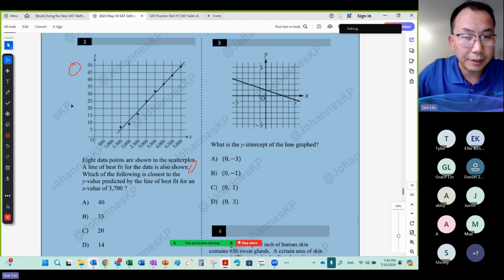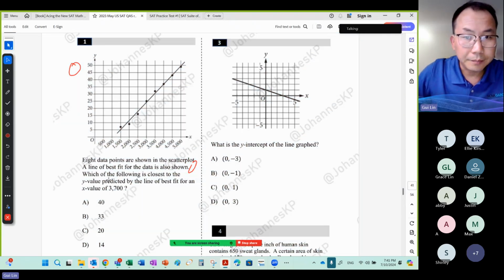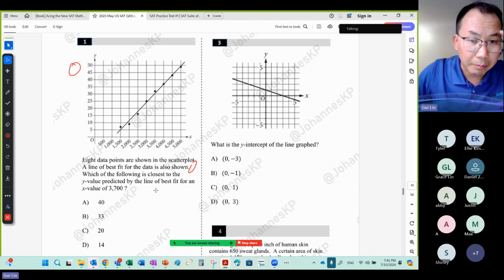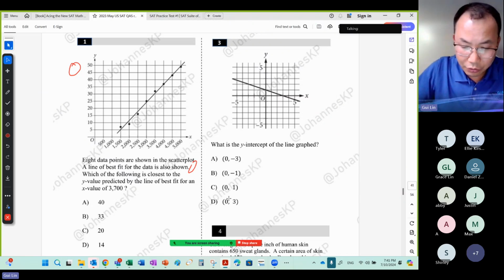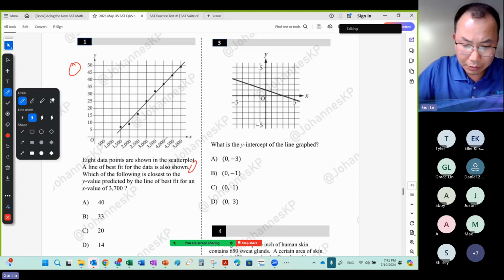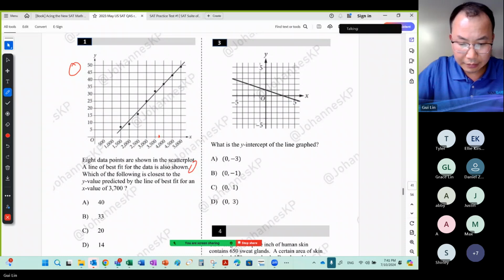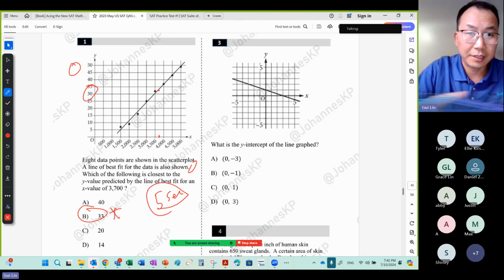Let me make it a little smaller so we can see the options. All right, a line of best fit is also shown. Which of the following is closest to the Y value predicted by the line of best fit when X is 3700? So 3700 is somewhere here, right? So find the Y. You should be able to predict between 30 and 35. All right, an option. 5 seconds. Reading may take 10 or 15 seconds, so you should get this data very quickly.